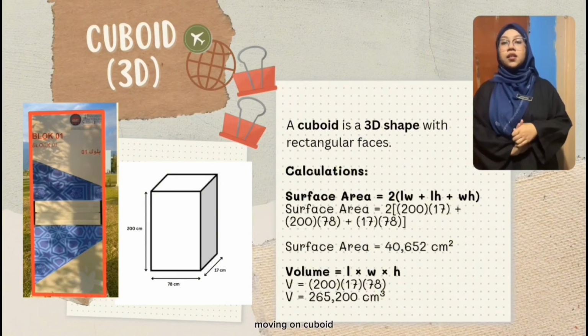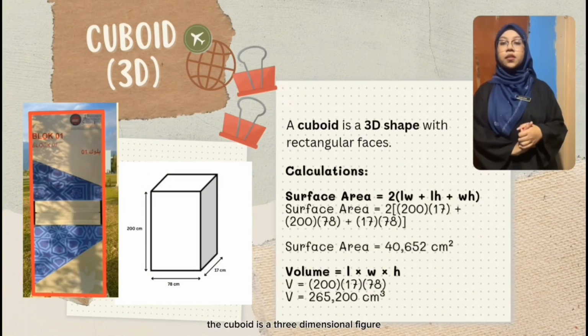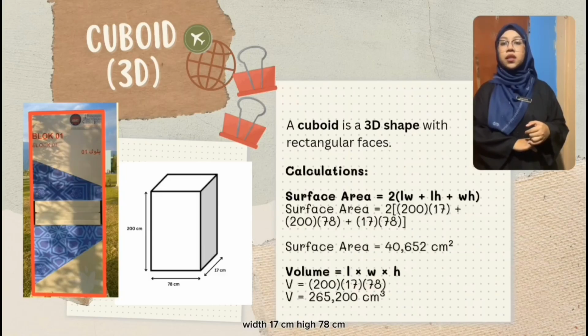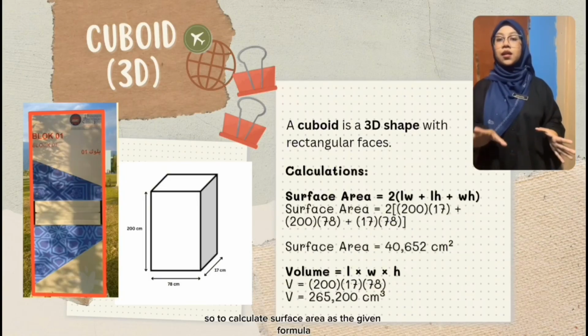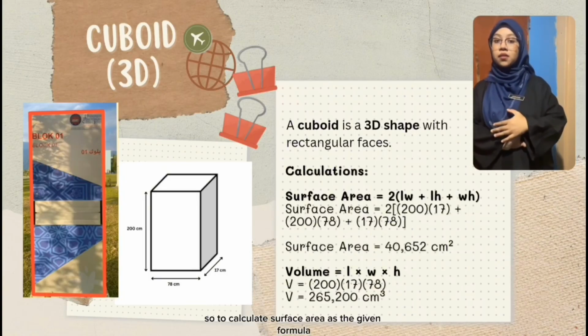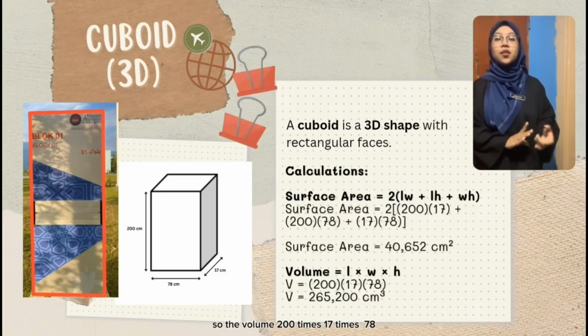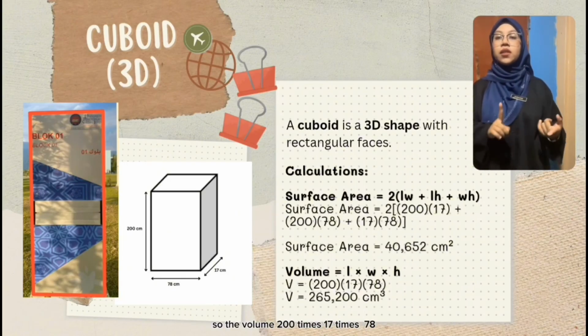Moving on, cuboid. The cuboid is a 3-dimensional figure with 6 rectangular faces. Its dimensions are length equal to 300 cm, width 17 cm, height 78 cm. So to calculate surface area, we use the given formula. After we calculate, we get that the surface area is equal to 40,652 centimeters squared. So the volume, 200 times 17 times 78.